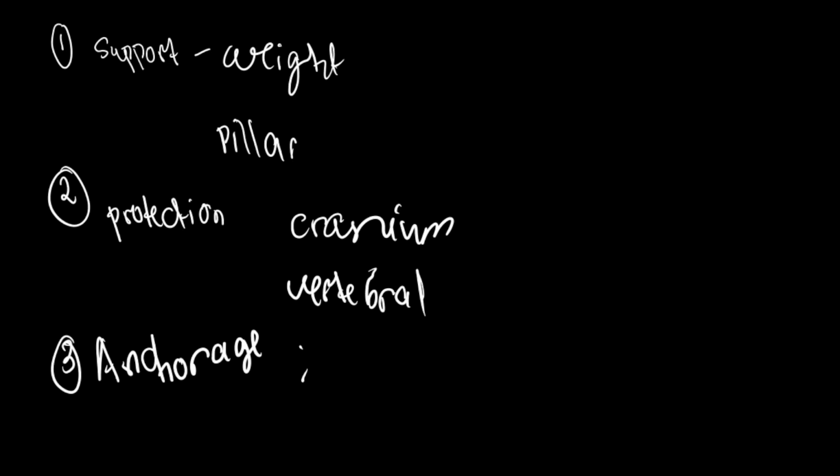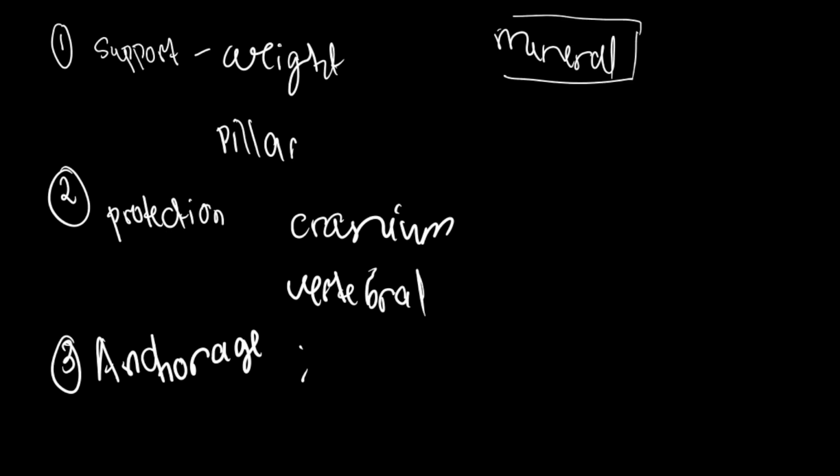The term for this is anchorage, and it's by the action of these muscles that we can move and perform certain locomotive functions. The next function we'll be considering is mineral storage. Now, when we were considering the differences between cartilages and bones, we saw that essentially bones have a rigid extracellular matrix, and we also saw that the rigidity of this matrix is due to the fact that the extracellular matrix contains inorganic salt of calcium, for example.